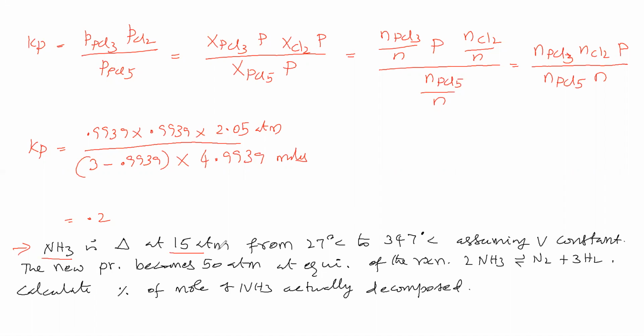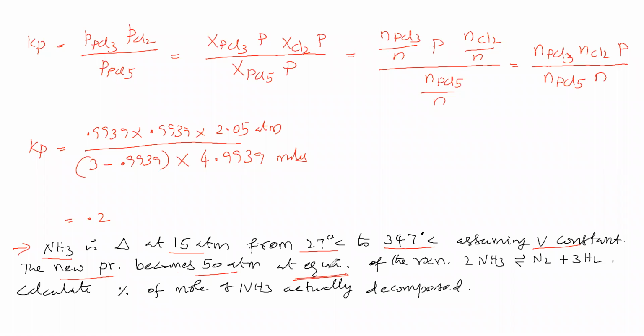15 atmosphere, at 27 degrees Celsius. Then this ammonia is heated to 347 degrees Celsius. Volume is kept constant in this process. The new pressure becomes 50 atmosphere at equilibrium.